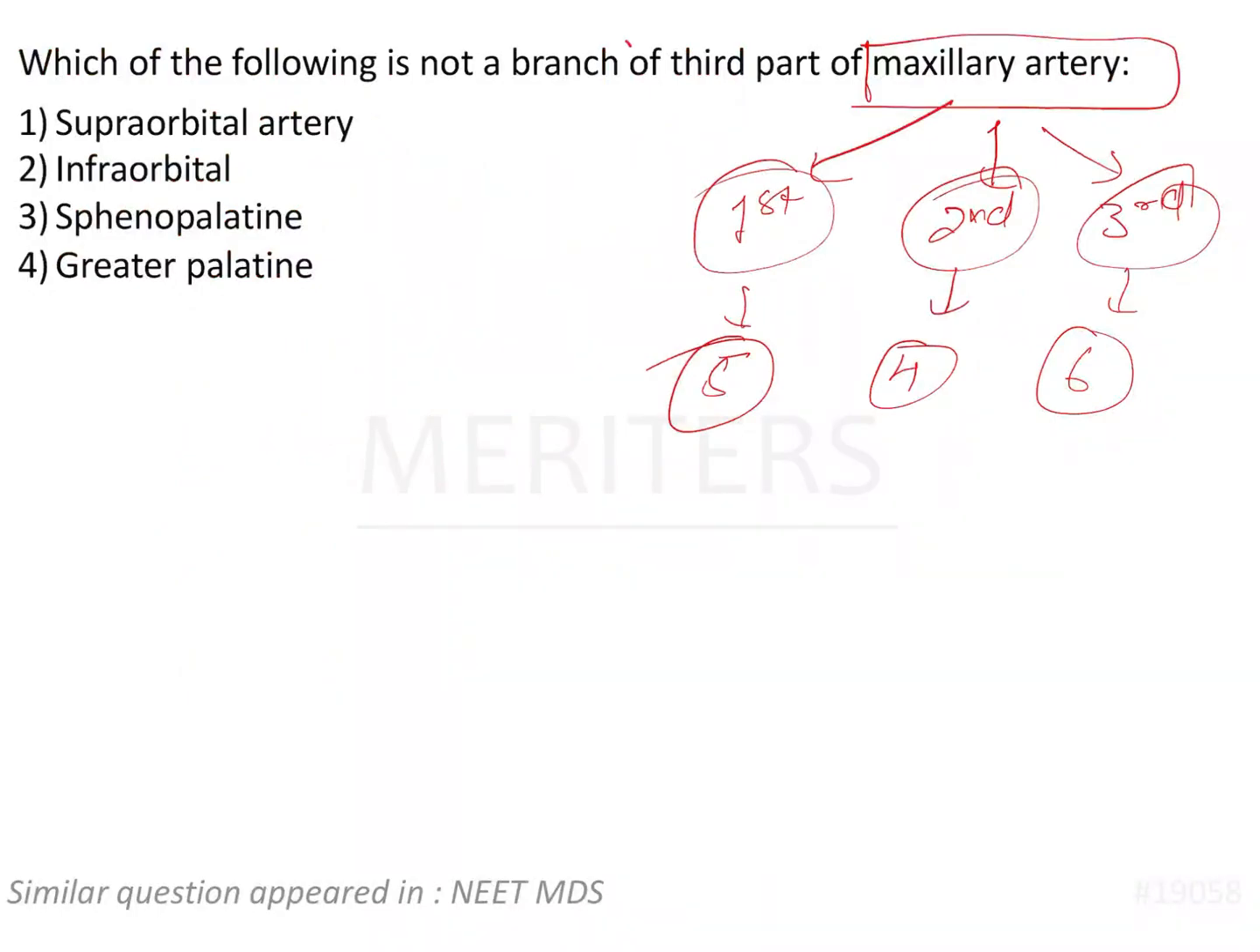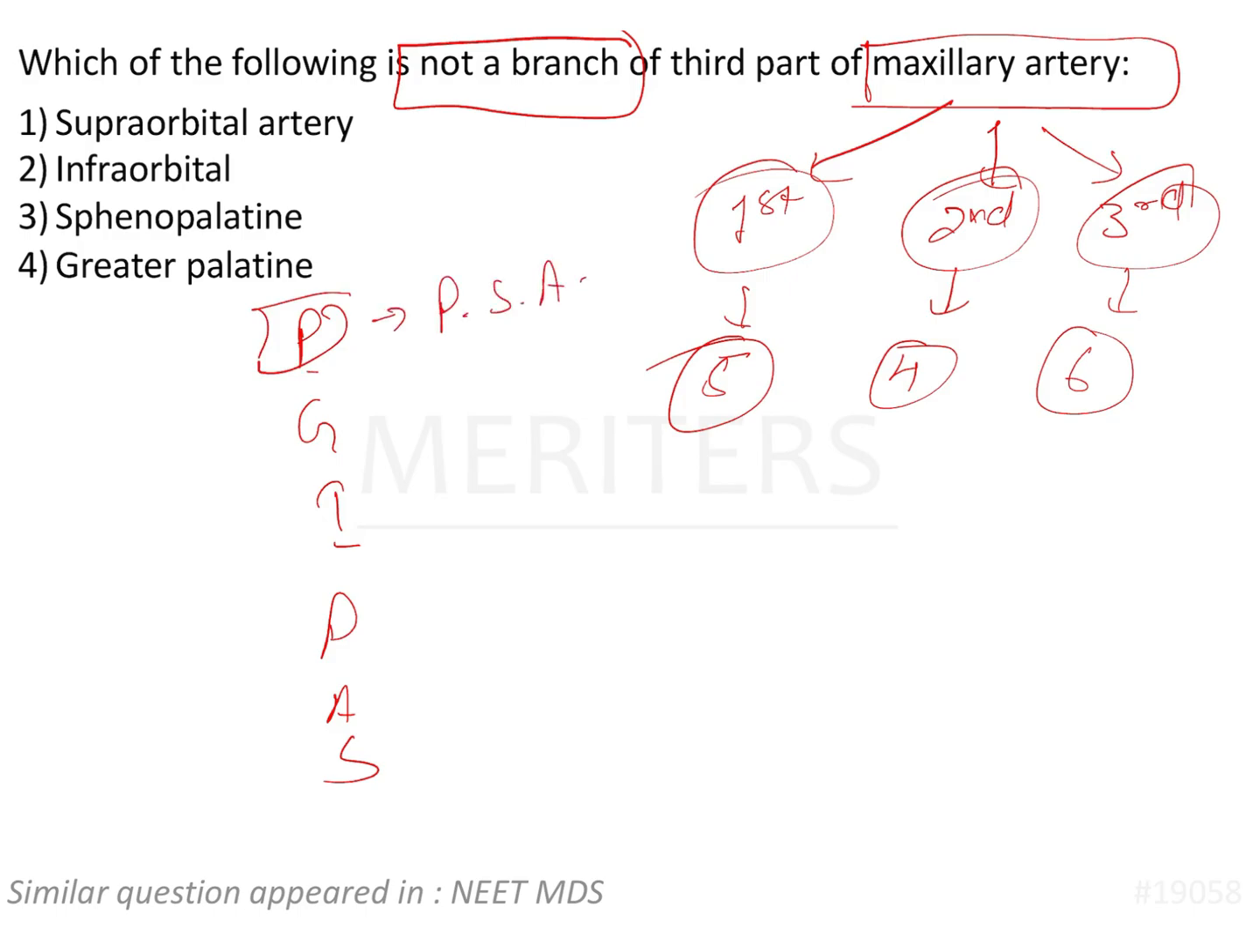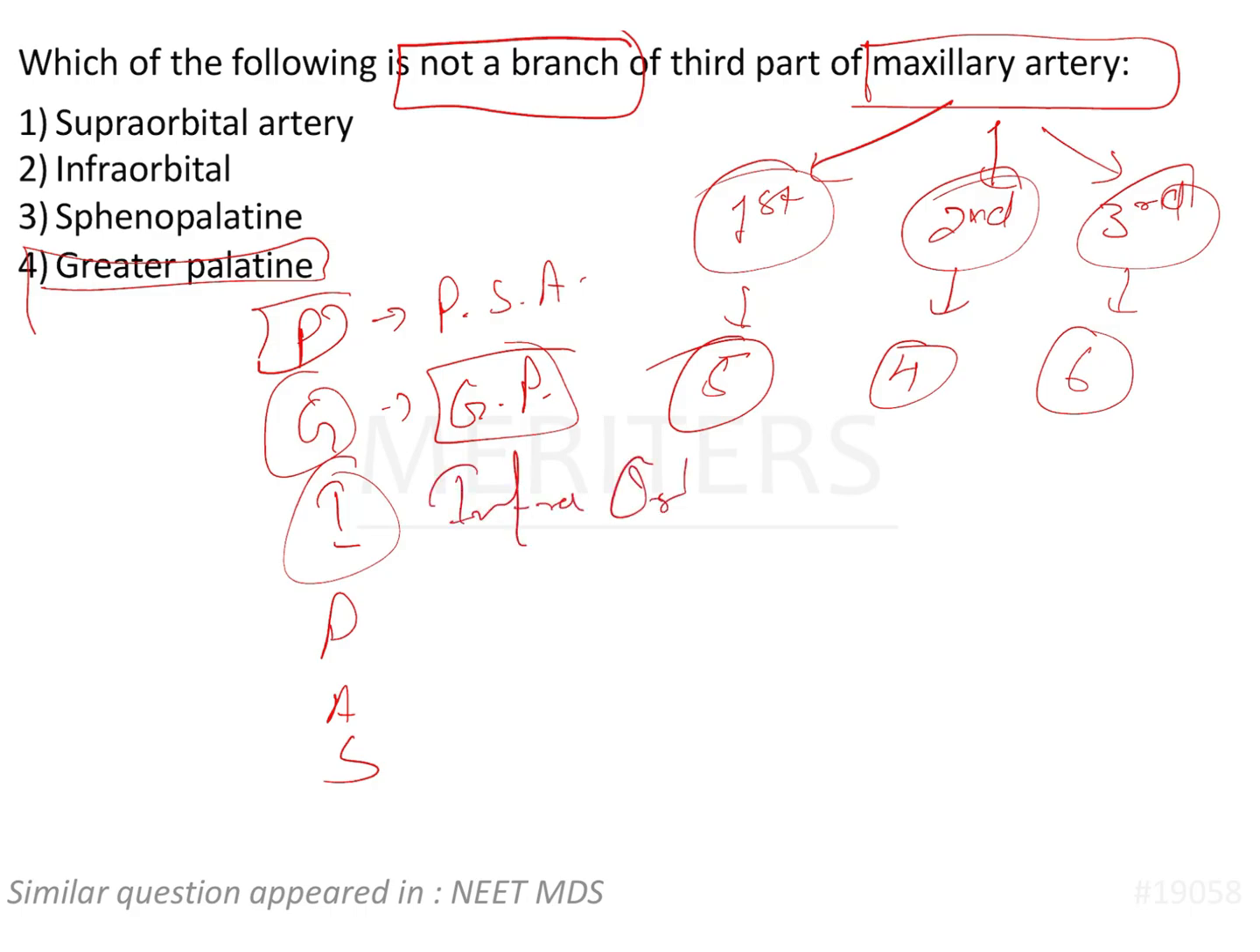So if we go back to the question, we have to find out which is not a branch of the third part of the maxillary artery. To remember the third part of the maxillary artery, we have to remember PGI, pass, right? P here stands for posterior superior alveolar artery. G is for greater palatine artery. Now this is the greater palatine, it is in the options. I here stands for the infraorbital, and yes, infraorbital is also in the options.